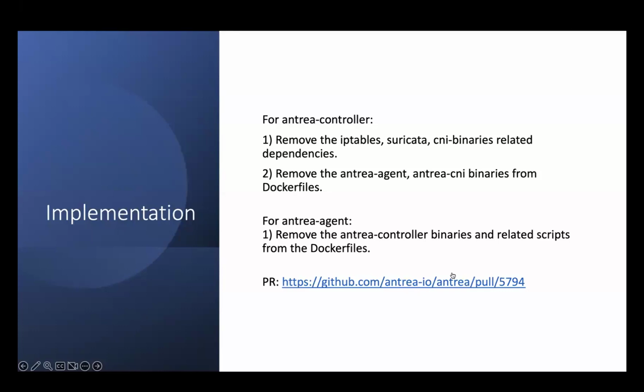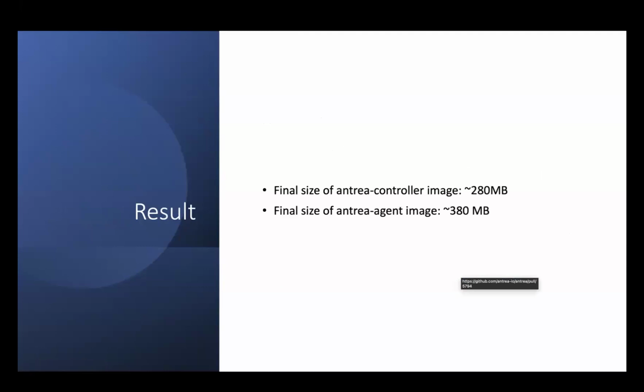So this was the basic idea while implementing this. We had a PR open for this one, and as a result, the final sizes on a local system, not the compressed image sizes, are: for the Antrea controller approximately 280 MB, and for the Antrea agent approximately 380 MB. If we compare it with the original unified image in the local system where I tested, that was about 770 MB. So this is the reduction.